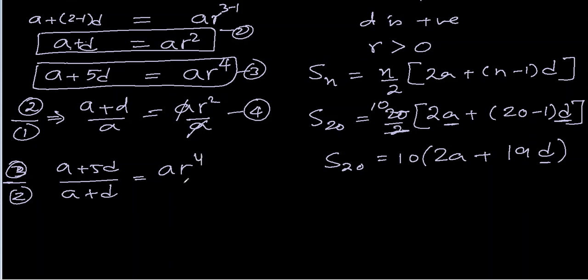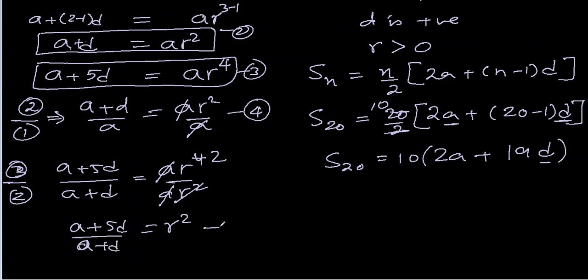AR to the power 4 divided by AR square. So again A cancels out here, and R square also cancels out, and it will be left with only R square. So this gives us R square equal to (A plus 5D) over (A plus D). And yeah, we have this equation number 5, and if you see, it is R square here and it is also R square here. So both are same. That means we can eliminate R square by equating the left side to the left side, because both are equal to R square, right?